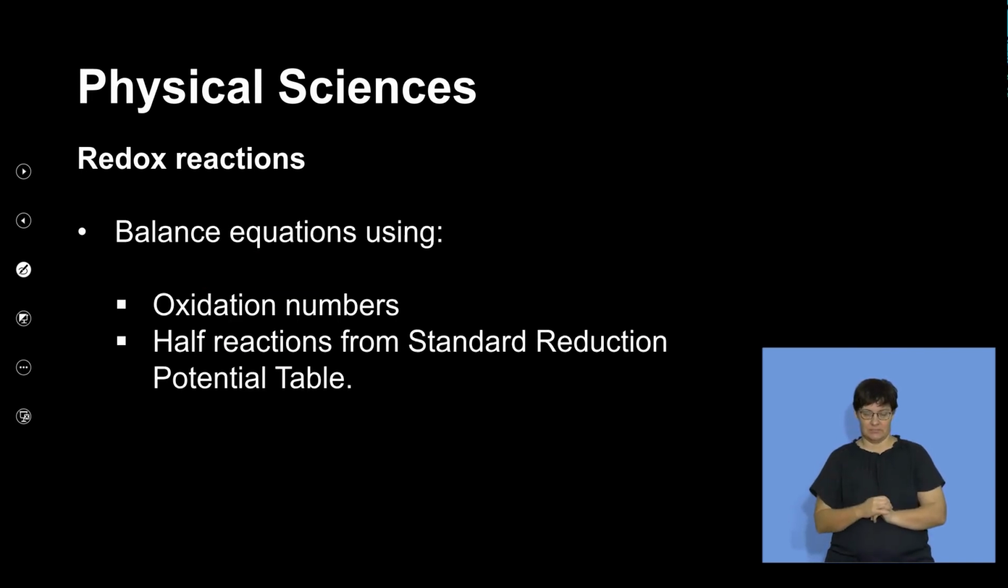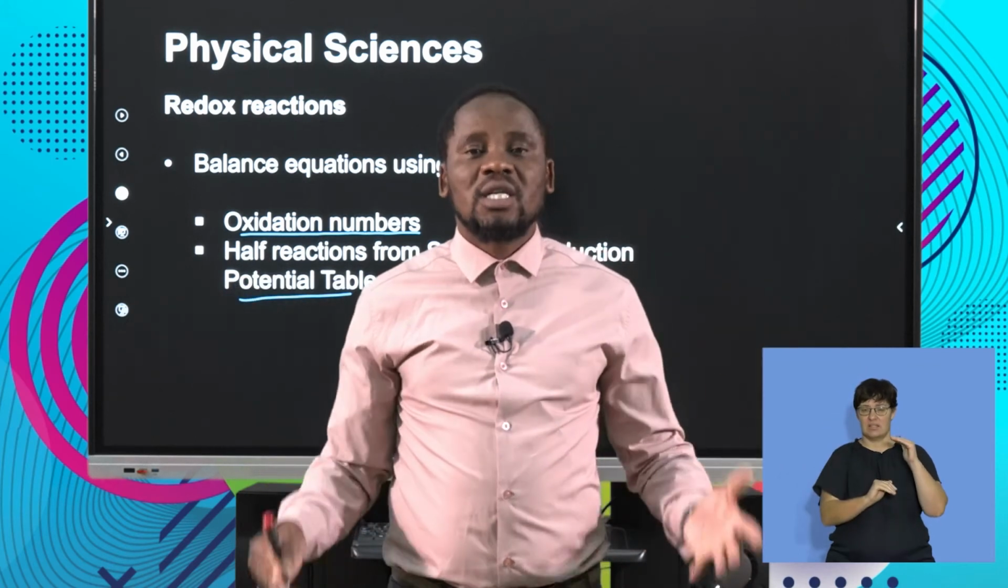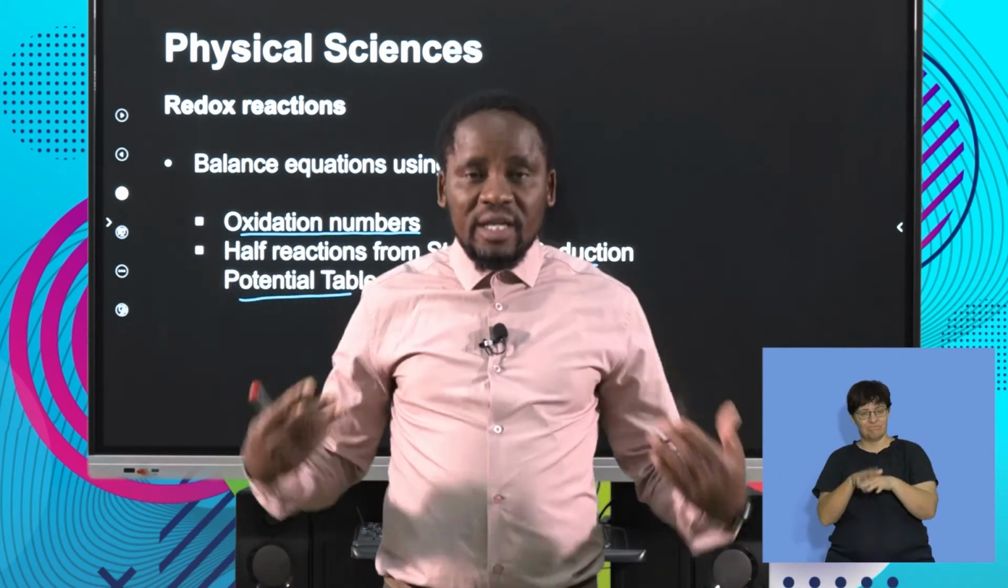Now, when it comes to balancing, what are some of the important points to remember? First of all, we must keep track of the oxidation numbers by applying the rules of assigning oxidation numbers to substances in a reaction. And also, half reactions can be taken from the standard reduction potential tables. But remember, when we talk about the standard reduction potential tables, all these reactions are written in the form of gain of electrons.